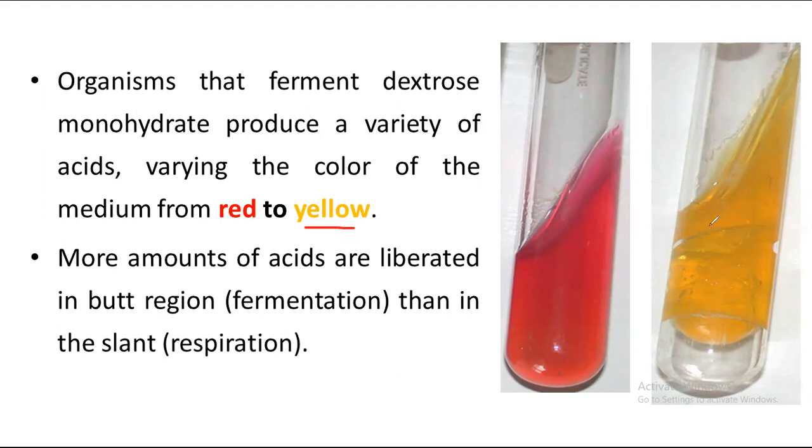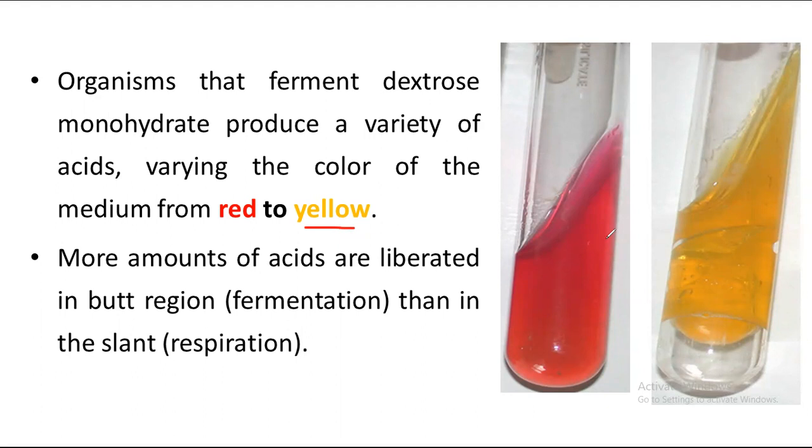So if there is yellow color in the media, you can easily tell that there is acid production, because the acid lowers the pH, and due to the lowering of the pH, yellow color is produced. The red color is changed into yellow color. So keep this one principle in your mind: red color means that the media is alkaline, and yellow color means that the media is acidic.